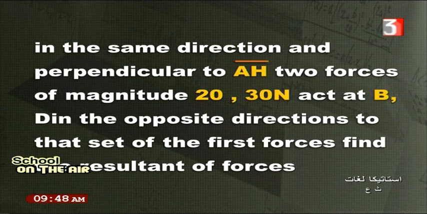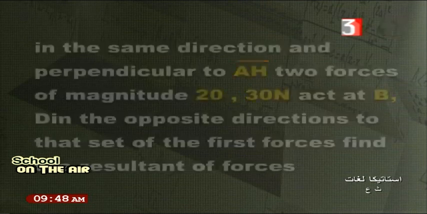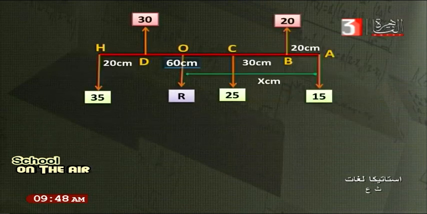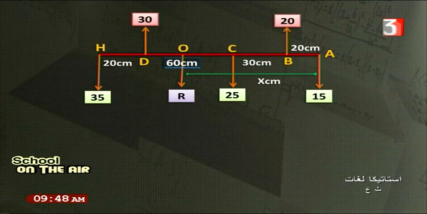to the first forces. Find the resultant of the forces. Look at the opposite figure, we have 5 forces. 3 forces down, 2 forces up.